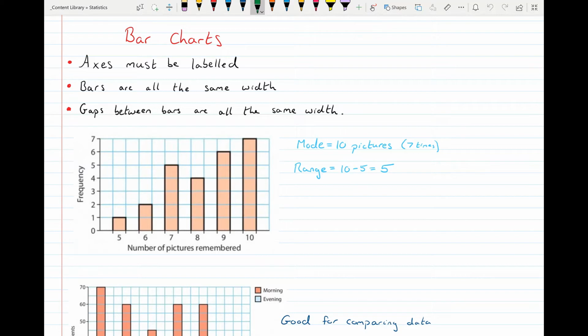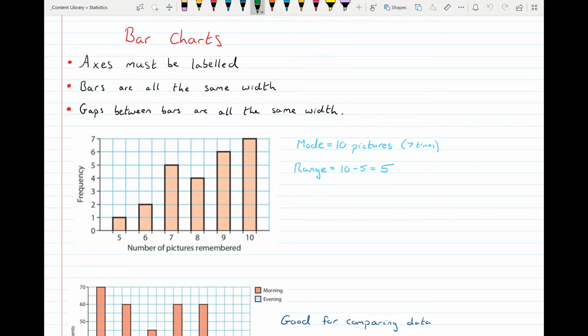The important things to remember when designing a bar chart are your axes must be labelled. So you must label which axis is your frequency and which axis represents the bar categories themselves. So in this first example, the number of pictures remembered is along the x-axis and the frequency is along the y-axis.